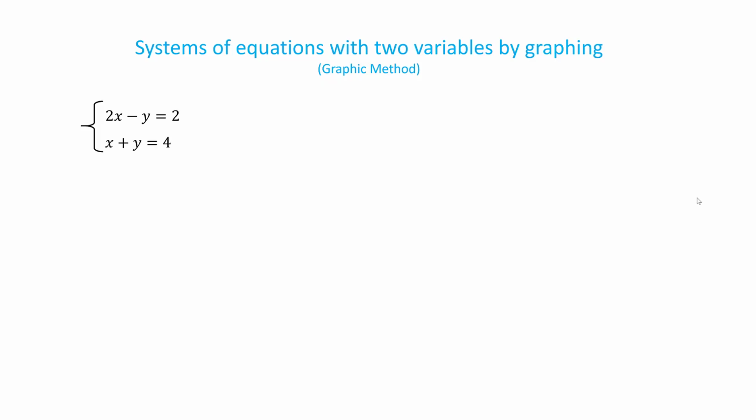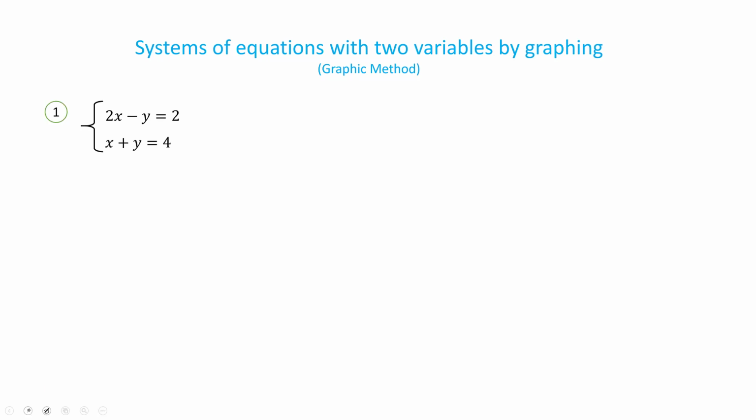In this video, we are going to see how to solve a system of equations with two variables by graphing. To solve it by graphing, we're going to graph each equation in the coordinate plane to find the solution. Remember that the solution to a system of equations is a value of x and a value of y that is true for both equations.